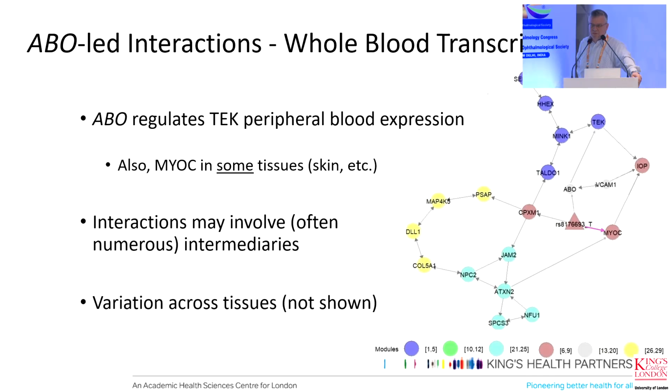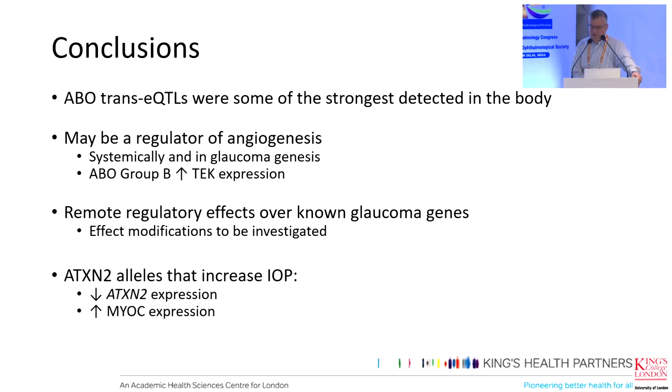And here I'm just showing a part of the picture that is slowly emerging. Even at the whole blood transcriptomics level, we see that the ABO locus has the ability to regulate the TEK peripheral expression in the blood. In some tissues, also myocilin, somehow in the blood, but a lot stronger in other tissues that were available to us. They don't seem to be immediately related to glaucoma, but we saw very strong regulatory effects in skin. And those interactions, again, those arrows, in a way hide the true complexity of those interactions. So they are an oversimplified way to represent what we believe to be the reality.